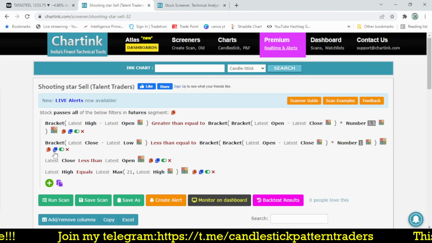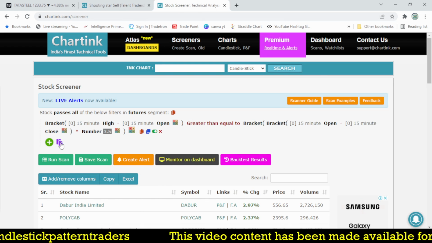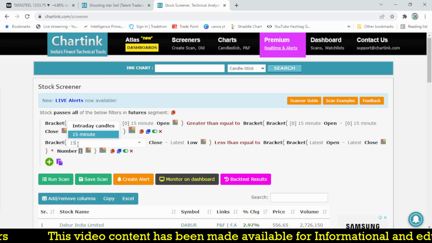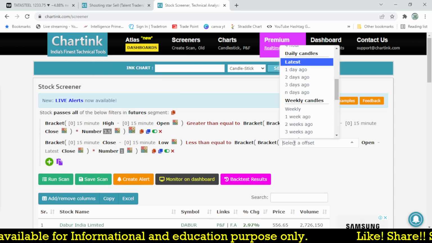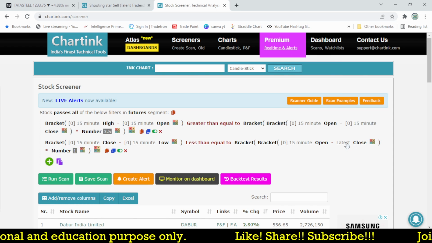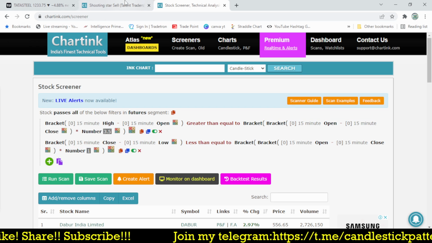We did it yesterday. On the second one, we are going to copy and paste it, and only the time frame we are going to change here, to a 15 minutes time frame. In the same way, you can change it to whatever time frame you want: hourly, weekly, monthly.